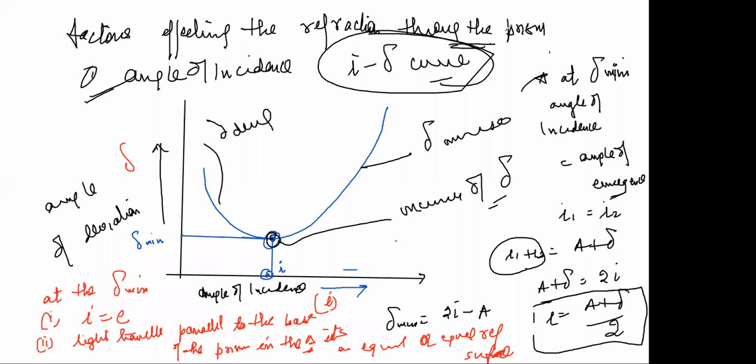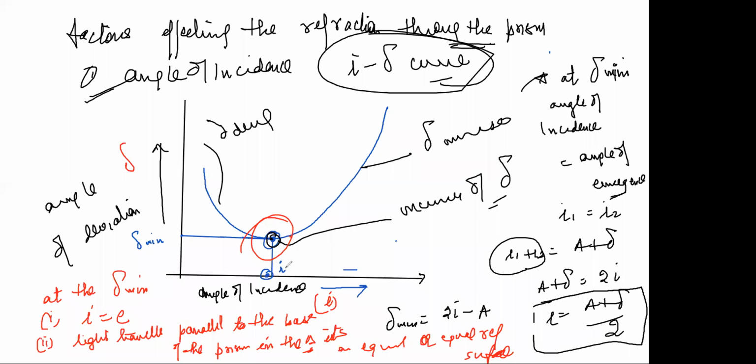Understood? For a given prism and a given color of light, underline this. For a given prism and a given color of light, delta minimum is unique. Since the minimum value of delta is unique for a given prism, we can't have two points of minima for this curve. Can we have two points of minima for this curve? We can't have.